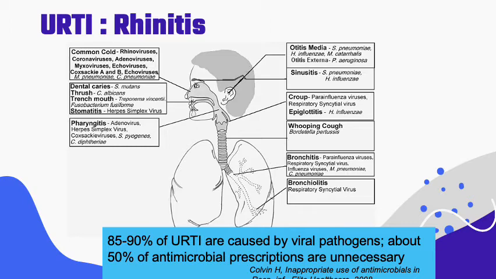Other upper respiratory infections are also prone to adenovirus, herpes simplex, and coxsackie in the pharynx. In sinusitis, strep pneumonia and H. influenza are more common. Croup and epiglottitis, which are more of childhood respiratory conditions, are mostly due to H. influenza and parainfluenza. We'll look at the other lower respiratory tract infections in a while.